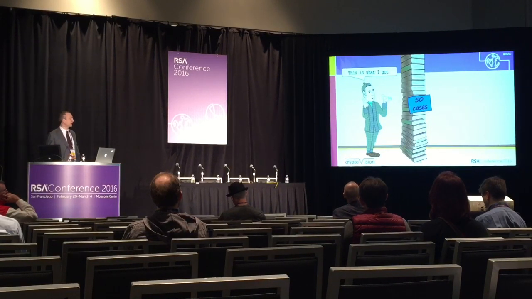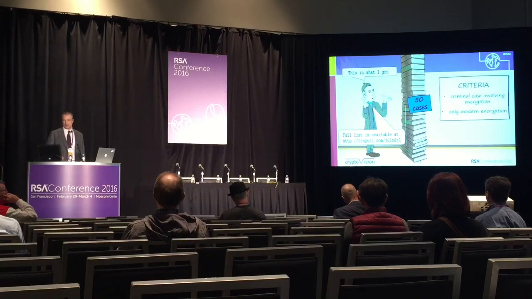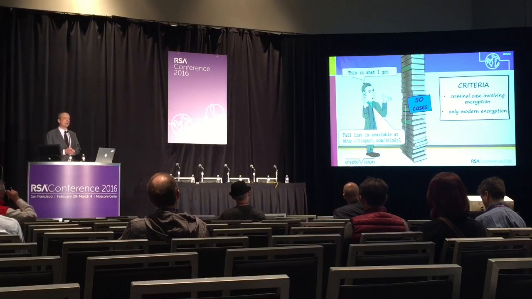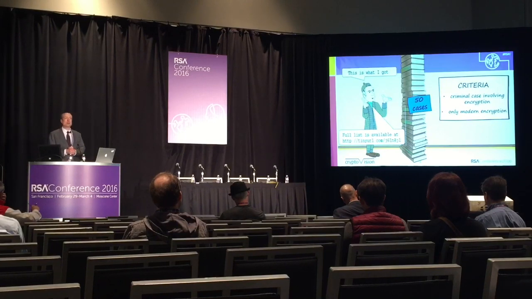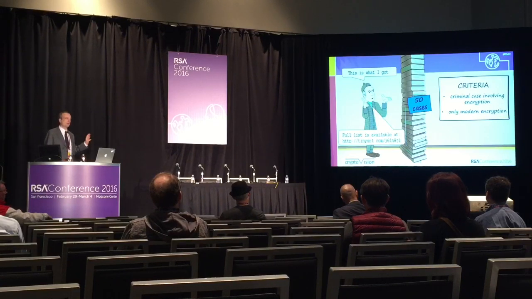I used pretty simple criteria for my search. If you want to look at the complete list, it's available online, and the criteria are pretty simple. I was looking for criminal cases involving encryption, and I was only considering modern encryption. As I will point out later, there's a long and very interesting history of criminal cases involving classical manual encryption, a very fascinating topic. I will give you a little information about it, but this is not my focus today. I'm talking about modern encryption.